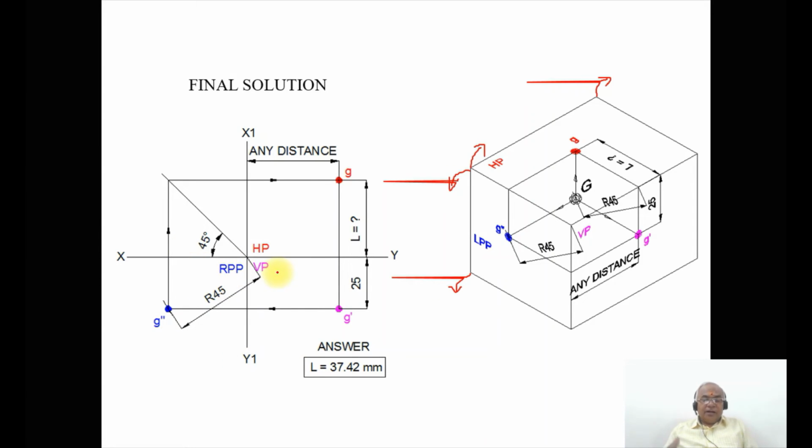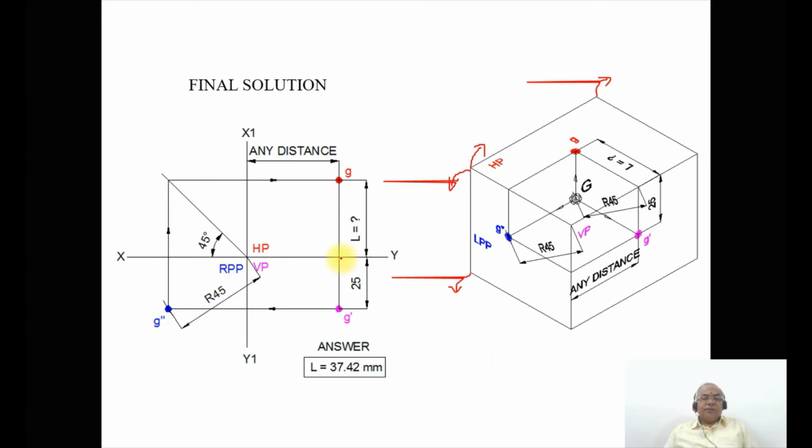Once you do that, HP will be aligned, RPP will be aligned, and LPP will be aligned with the vertical plane. Here it should be LPP, and this will be HP, and this is going to be VP. Then, as we know, with respect to the profile plane you are not given any distance, so you take any distance and draw a vertical projector parallel to the X1Y1 line.